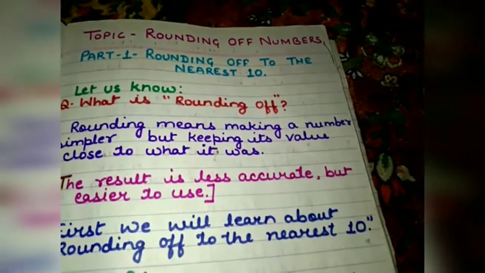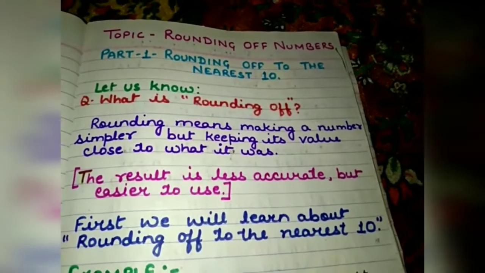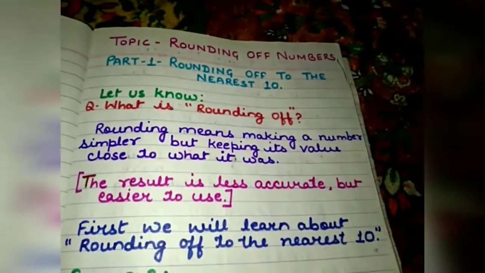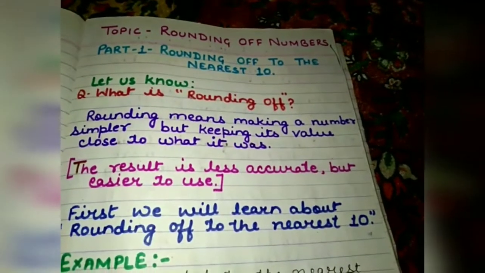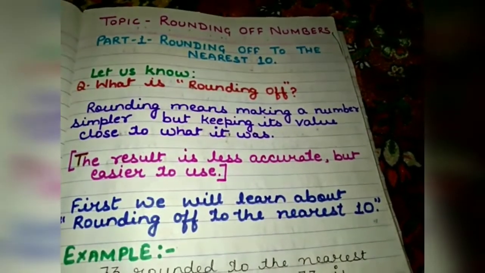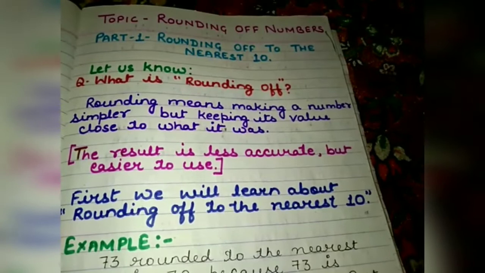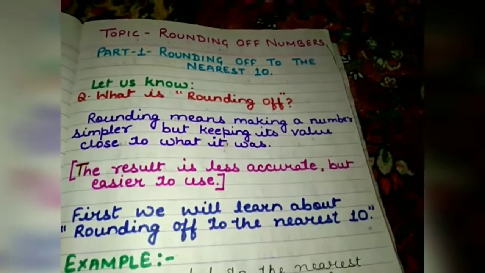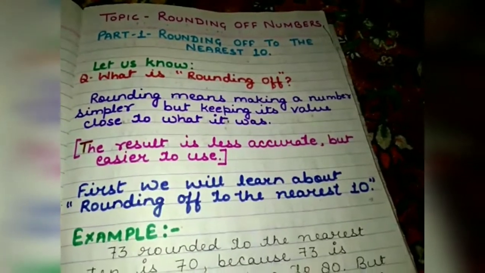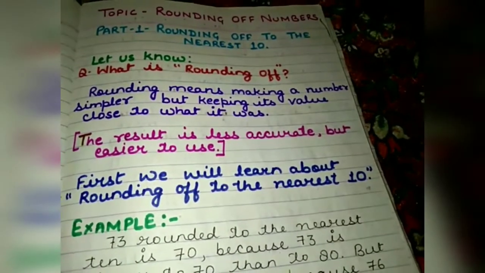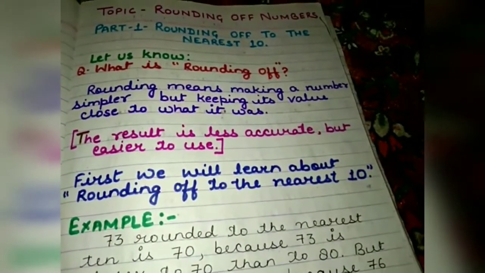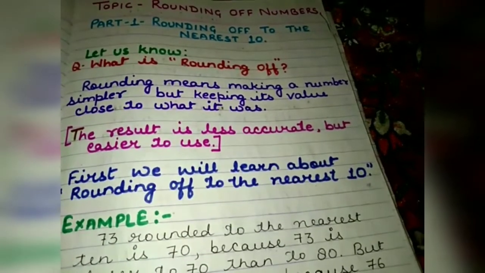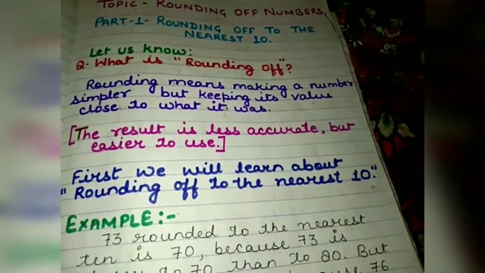As you know, your first chapter is going on, that is large numbers. Now your topic is rounding of numbers. There are three parts of rounding of numbers: rounding off to the nearest 10, rounding off to the nearest 100, and rounding off to the nearest 1000. In the first part we will learn how to round off to the nearest 10.